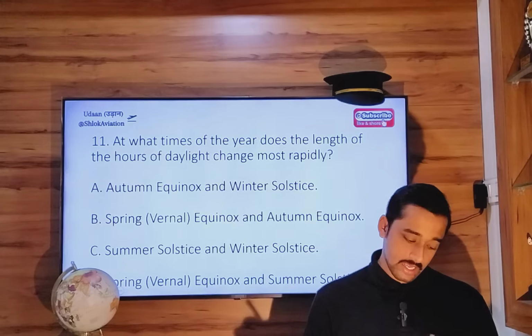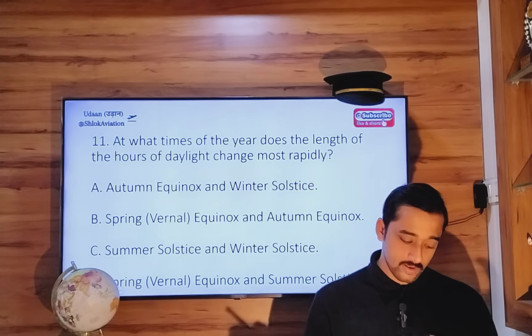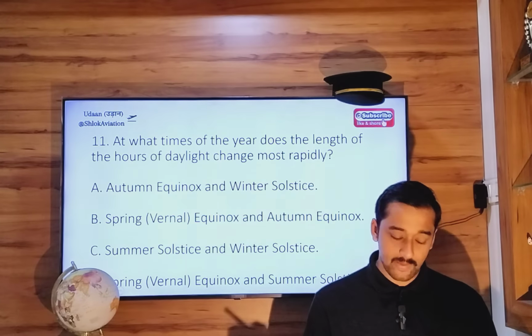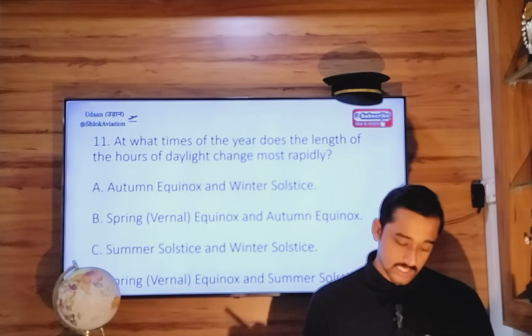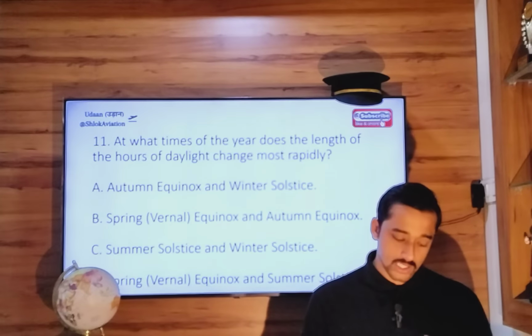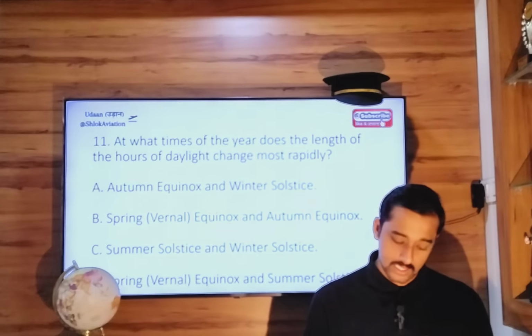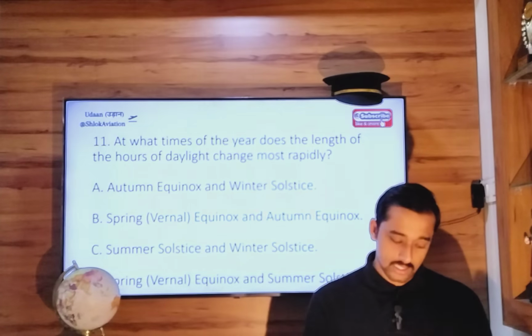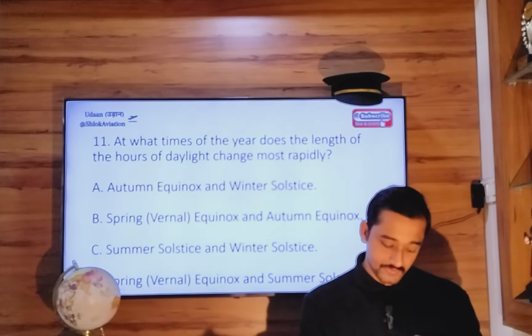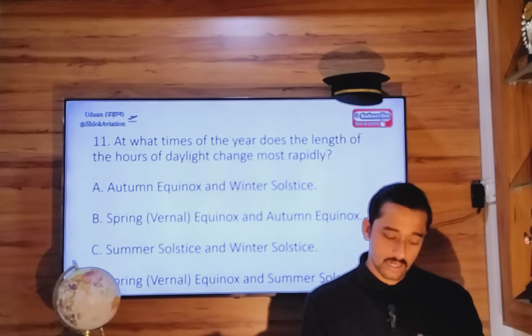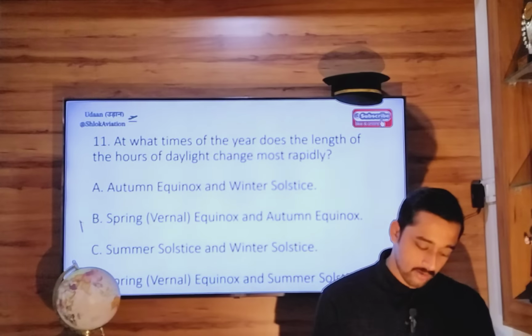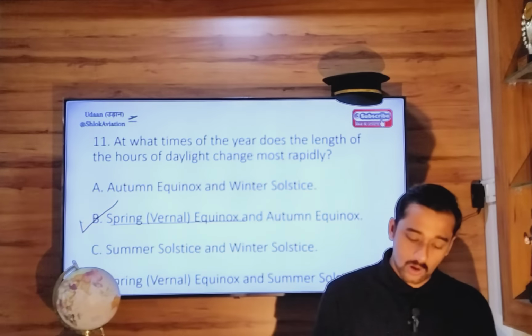So, question number 11. At what times of the year does the length of daylight change most rapidly? Okay, the length of hours of daylight change most rapidly. The options are: autumn equinox, winter solstice; spring equinox, autumn equinox; summer solstice and winter solstice; spring equinox and summer solstice. So the correct option is option Bravo, spring equinox and autumn equinox.